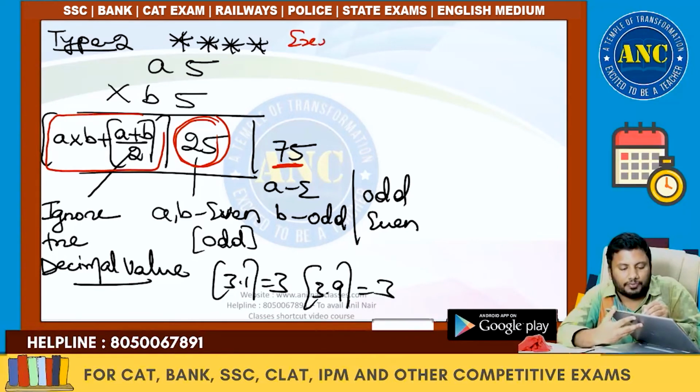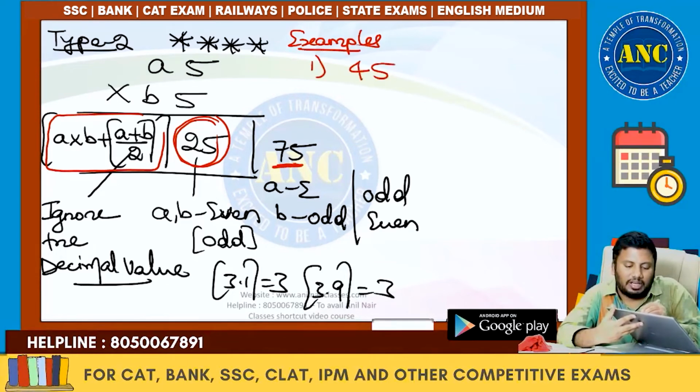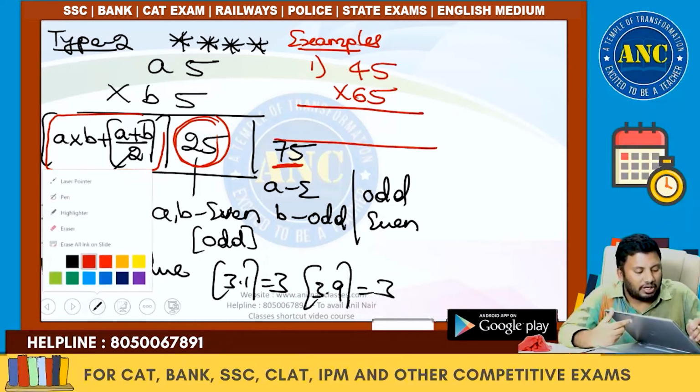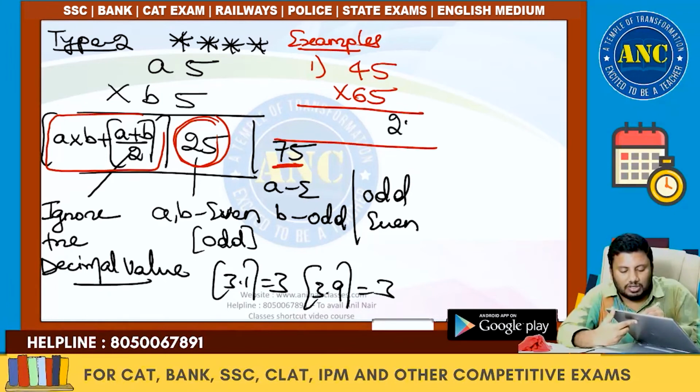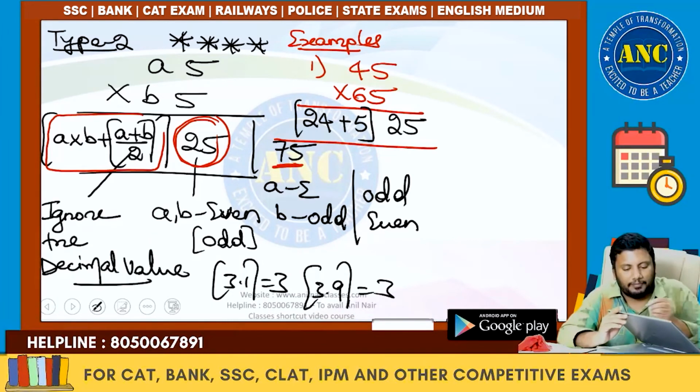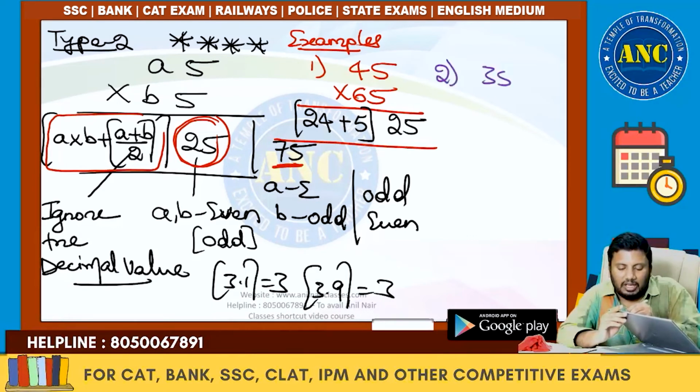Examples. First one, 45 into 65. Even 5 into even 5. Last two digits is 25. A into B, 4 6s are 24. A plus B by 2, 10 by 2, 5. Answer is 2925. Second one, 35 into 85.